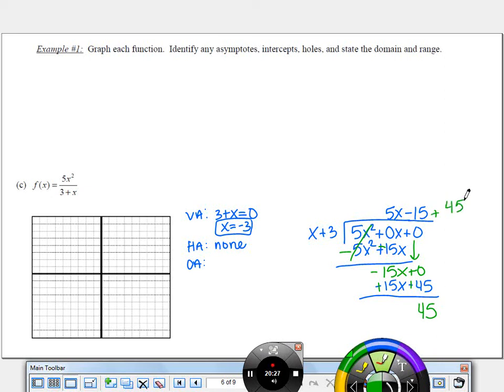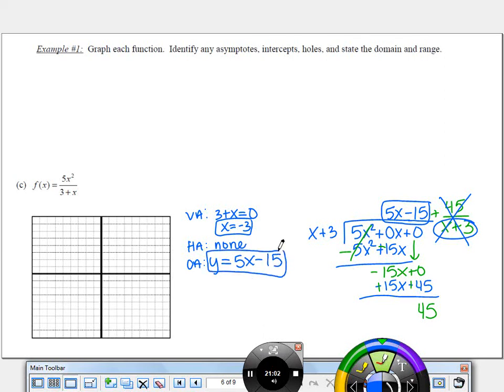Now, here's the thing about the remainder. Remember that oblique asymptotes and horizontal asymptotes are designed to describe the behavior at the end of the function when you plug in really big numbers. If we plug in really big numbers, this denominator here is going to get really big, which means the fraction itself is going to get closer and closer to 0. So this part doesn't end up mattering to us, and we take this other part, that equation, as our oblique asymptote. So our oblique asymptote is the equation of a line that is y equals 5x minus 15.